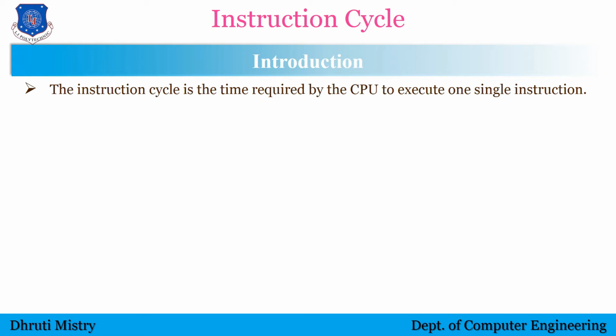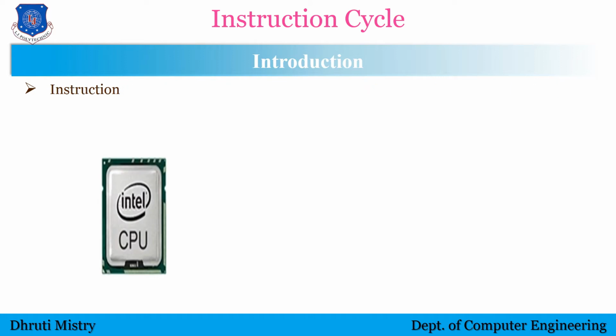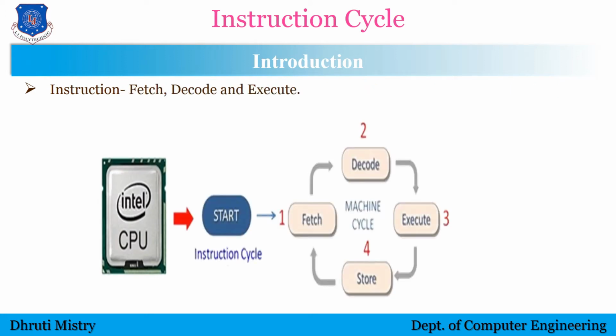The instruction cycle is the basic operation of the CPU, which consists of three steps: fetch, decode, and execute. The program instructions are stored in the main memory, RAM. The processor initiates the program execution by fetching the machine instructions one by one from the main memory.